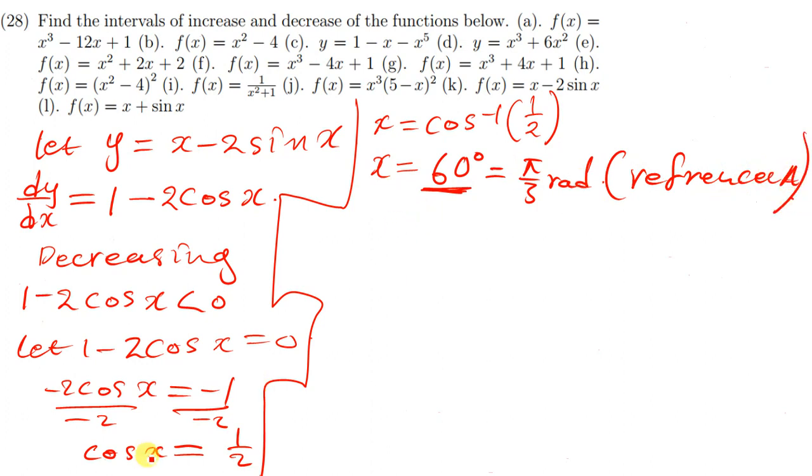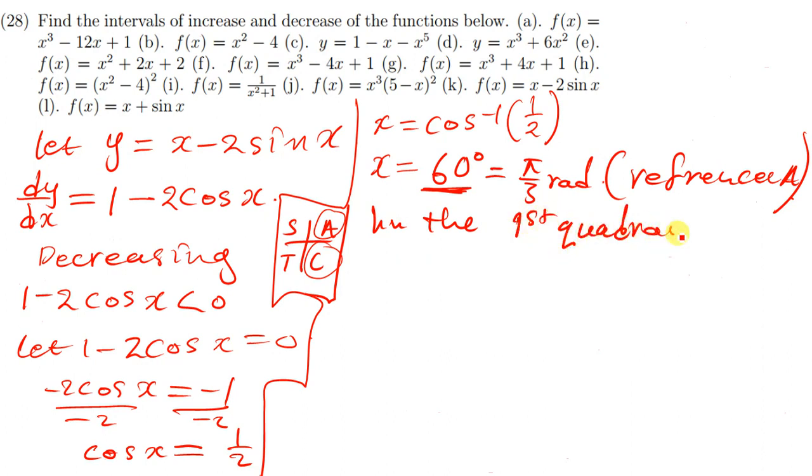Then let us determine where this angle lies. Is it in the first, second, third or fourth quadrant? In the first quadrant, all trig ratios are positive. Second quadrant, only sine. Third, only tan. Fourth, only cos. So we know that the value is positive, so it means that it's in the first and fourth quadrants. We start with the first quadrant. In the first quadrant, we're going to get the same reference angle as our solution, which is 60 degrees.